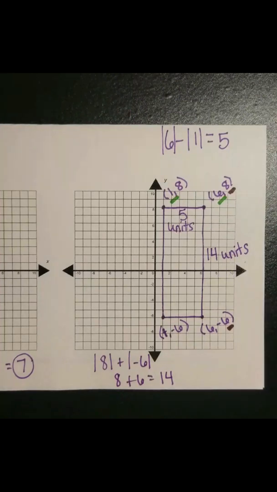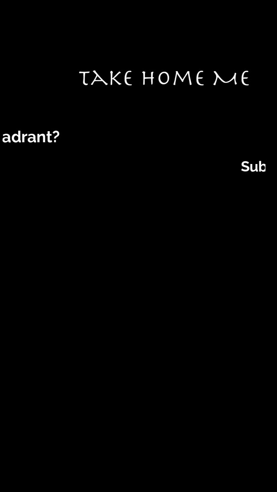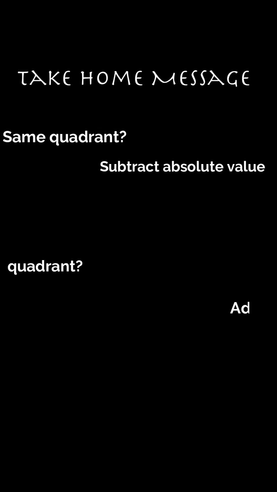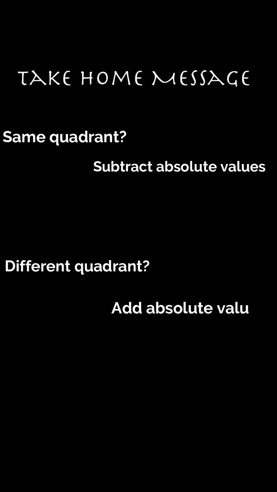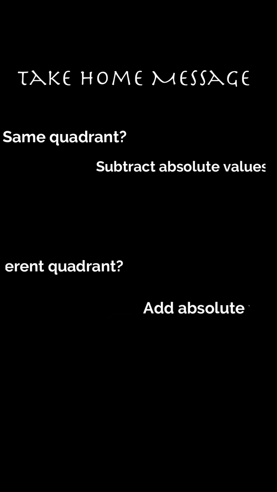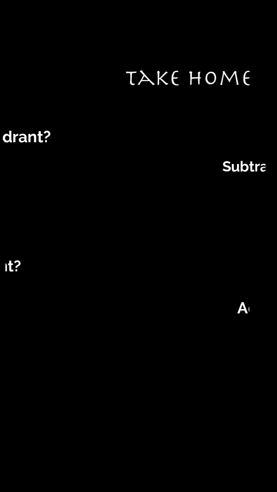So take home message, what is it that you need to know? If your points lie in the same quadrant, like they did over here for this entire shape, or like they did for the x values, the horizontal side length in this one, you can still count between them, or you can take the absolute values of the x values or absolute values of the y values and subtract them. That is for same quadrant. If we are in different quadrants, then we will add the absolute values.